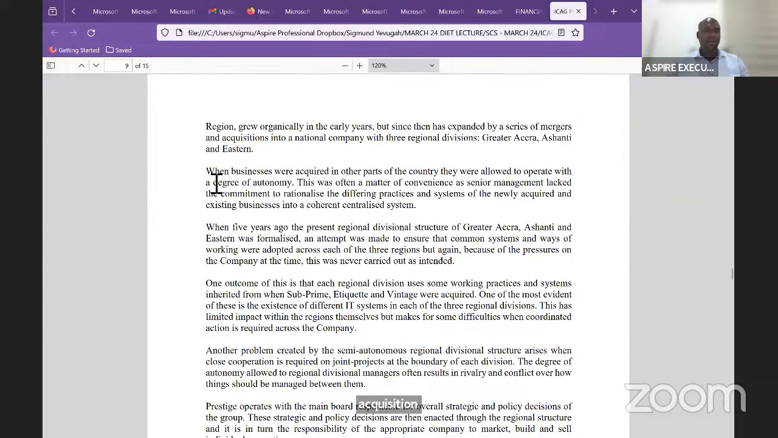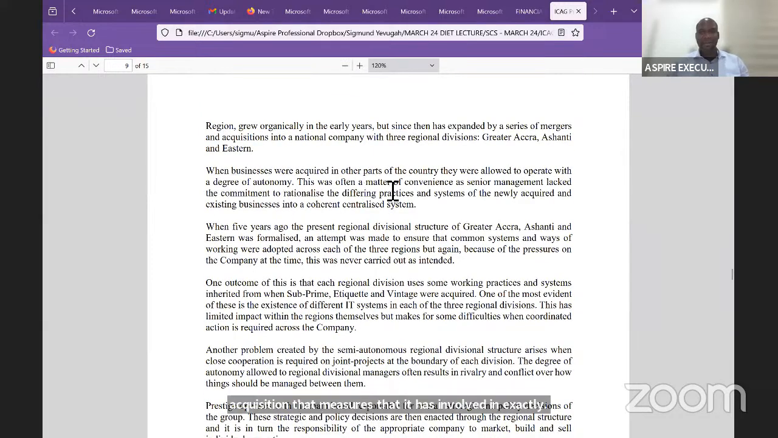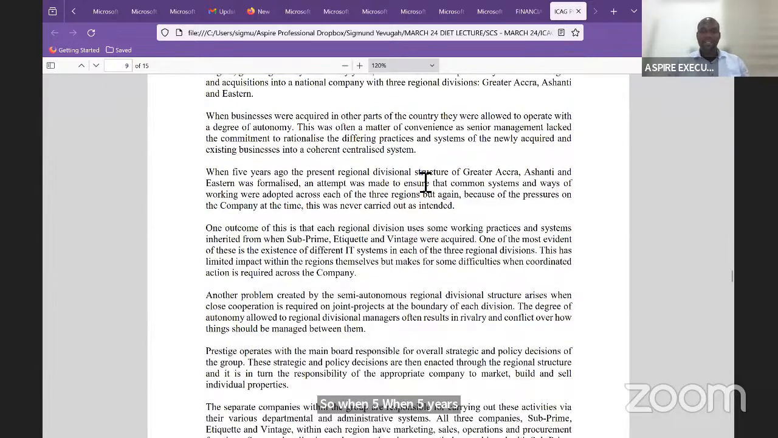Is that clear? Now, when businesses were acquired in other parts of the country, they were allowed to operate with a degree of autonomy, and this was often a matter of convenience as senior management lacked the commitment to rationalize the different practices and systems of the newly acquired existing business. Exactly. So when 5 years ago the present regional divisional structure of Greater Accra, Ashanti, and Eastern was formalized, an attempt was made to ensure that a common system and way of working were adopted across the 3 regions because of the pressure on the company at that time. And this was never carried out as intended.